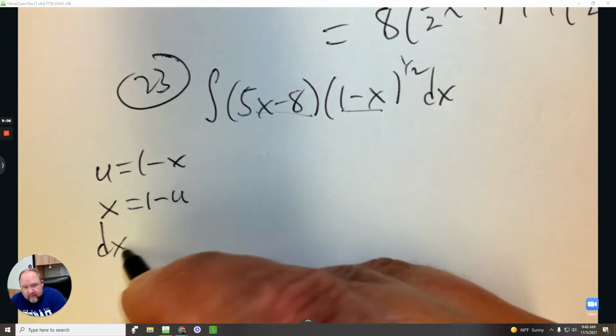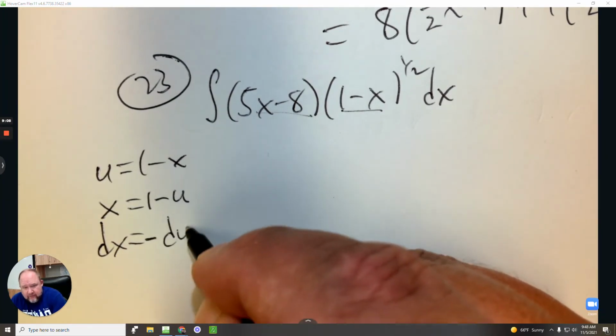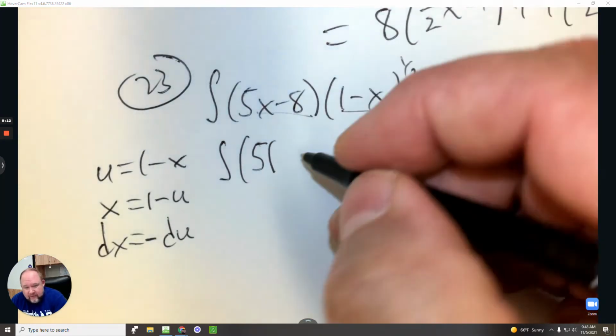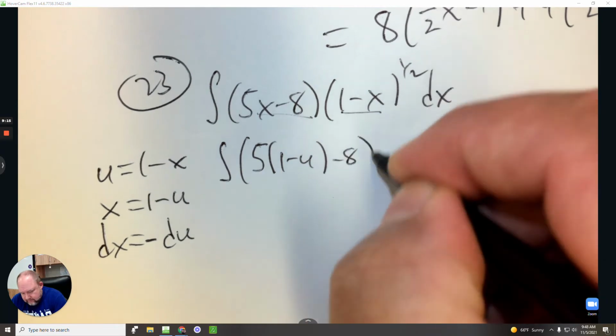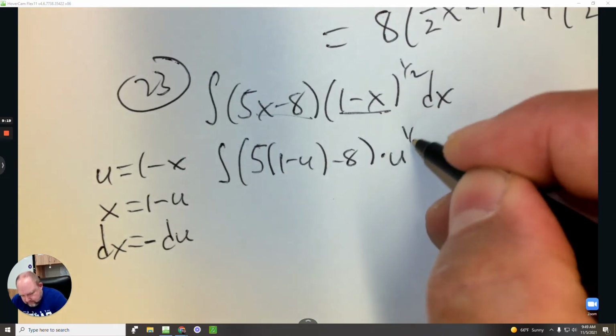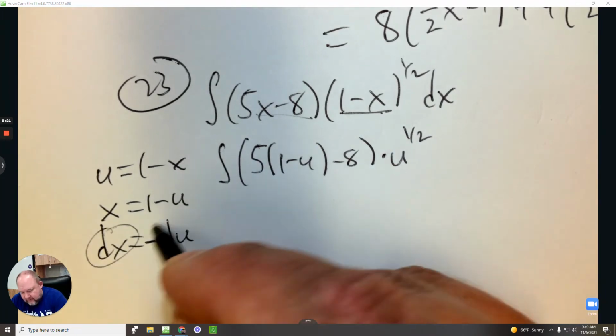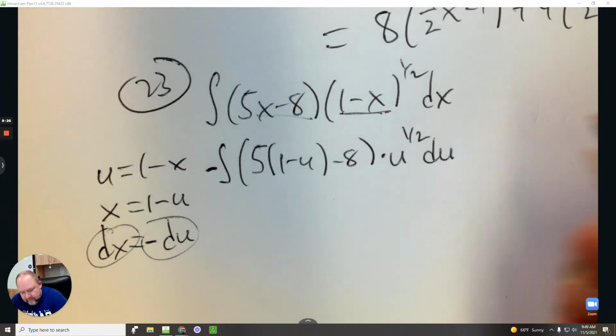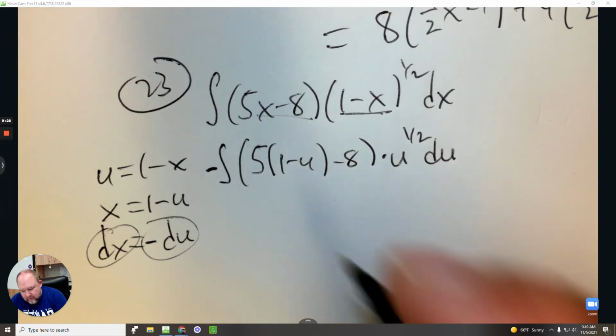And then the derivative of x is equal to negative derivative of u. I come back here, plug in for x, 1 minus u. 1 minus x is u. And then dx is negative du. I'll put that negative in front. And now we're ready to go. So now some algebra.